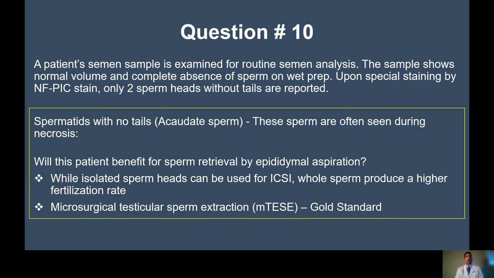Epididymal aspiration is more useful in the setting of obstruction. So in a patient with a history of vasectomy or some other sort of urologic surgery, hernia surgery, where there's concern for obstruction of the vas deferens, by aspirating from the epididymis, more likely you would find healthy, viable sperm that could be used for IVF ICSI. However, in this situation, I would recommend microTESE in an effort to find whole sperm.